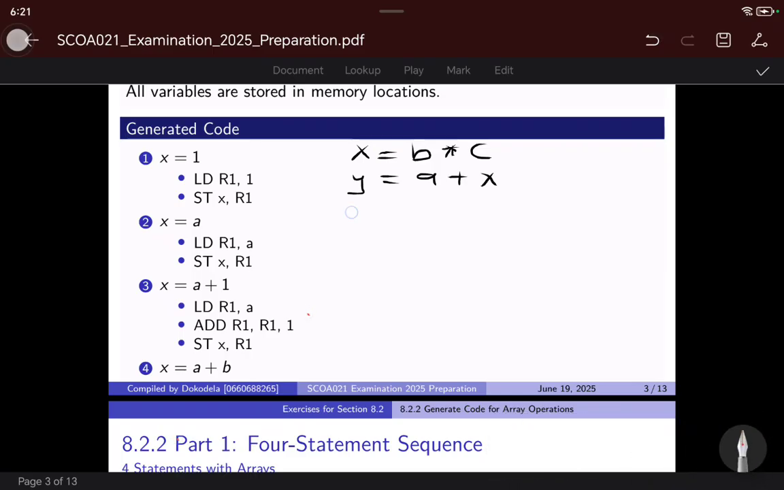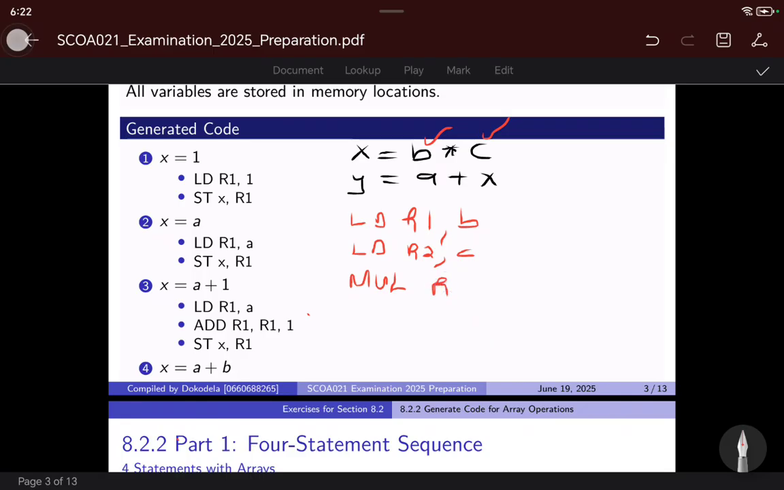So first I'm going to have to load into R1. I load B, you see? So I'm going to have to load B into R1. Then I load C into R2. I've loaded these two. Then I come to multiply. You remember there is a star there, so it's for multiply.